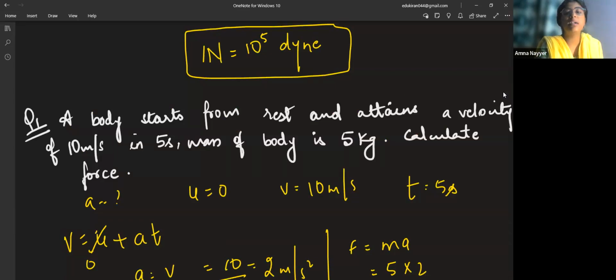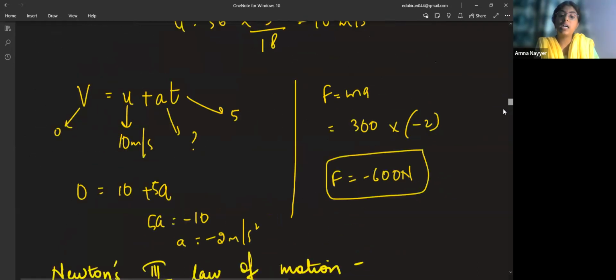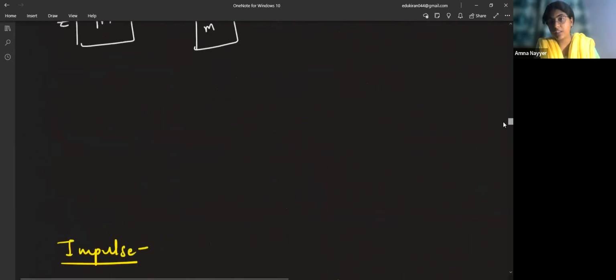Then this was a very good conversion, which you have to remember: 1 Newton is equal to 10 to the power 5 dyne. Then Newton's third law, which is action and reaction, says that for every action, you have equal and opposite reaction. So that means what?